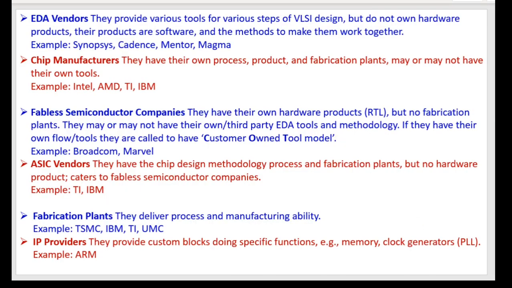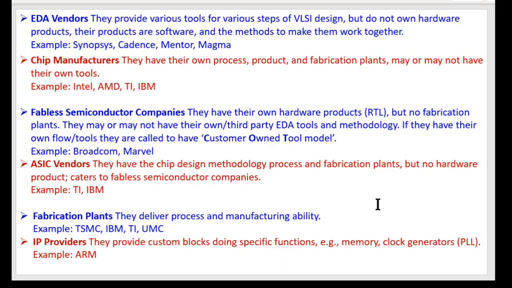Then look at this, some extra information I have tried to give here. So there are some terms that are prevalent in the VLSI industry.